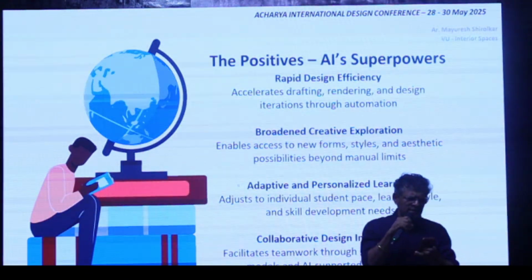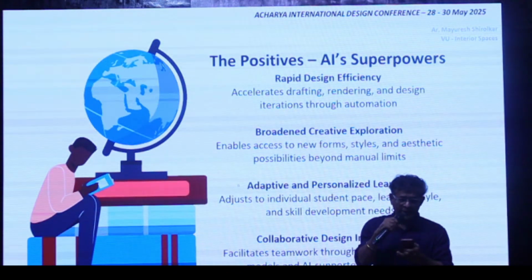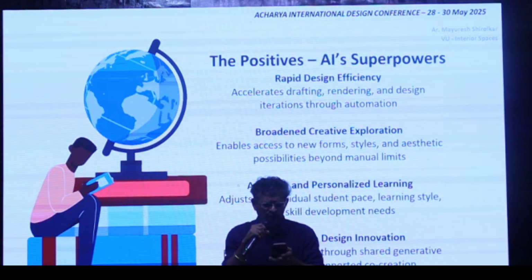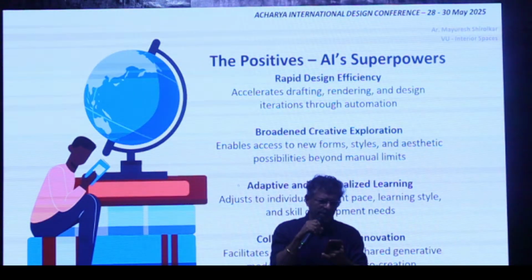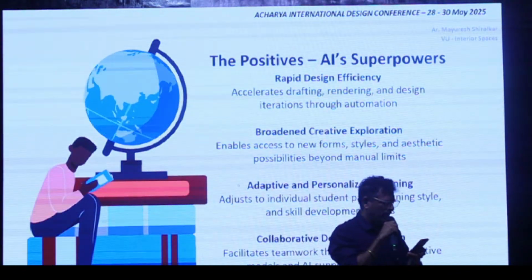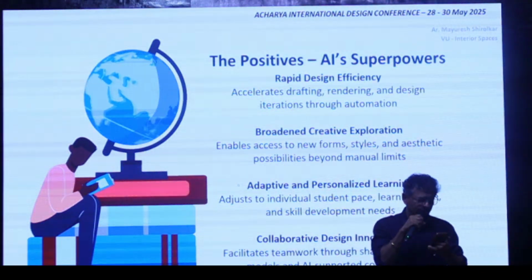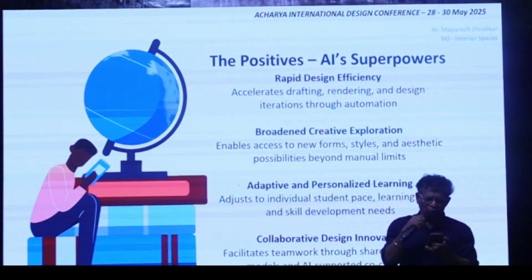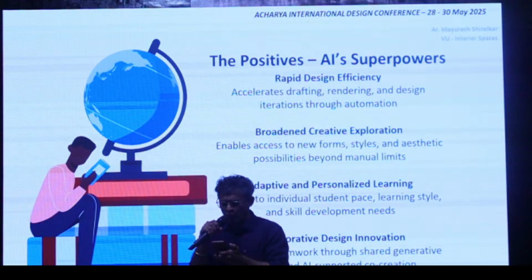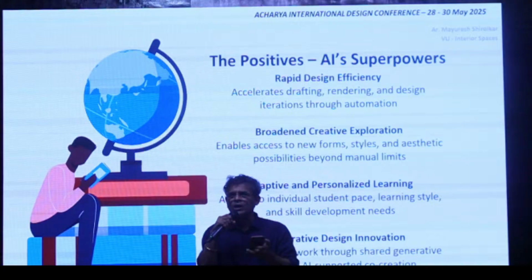AI enhanced methods with text-to-image tools like Midjourney and DALL-E have revolutionized how we can visualize concepts, create quick ideation, and instant mood boards. In rapid design efficiency, AI accelerates processes like drafting and rendering, allowing us to move through design iterations much faster than ever before. This focuses on refining our ideas rather than getting bogged down with small manual tasks.